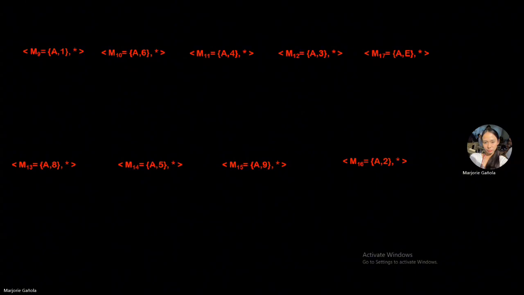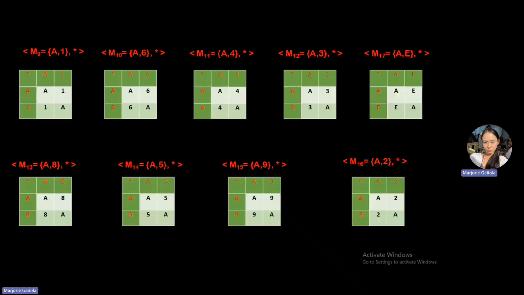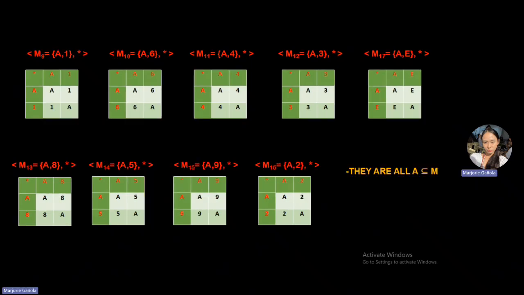Next are the subgroups with order 2, or 2 elements. So we have 9 of them, and here they are. As you can see, they are all isomorphic. All of them have the same image. So it is easy for us to find if they all satisfy the condition of a subgroup. So they are all a subset of M. So it is correct, since all of those elements came from the group M.